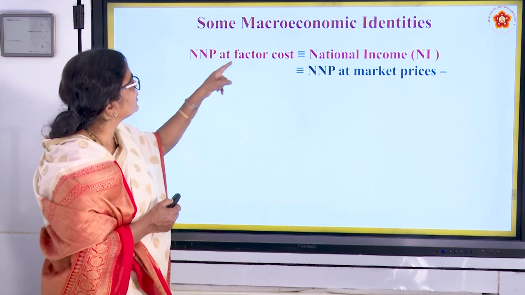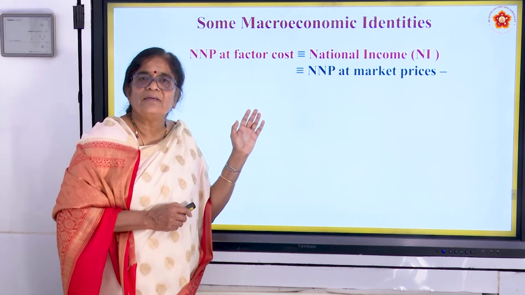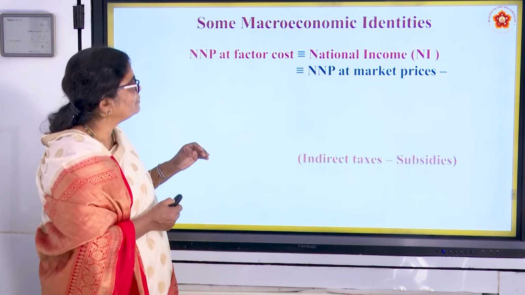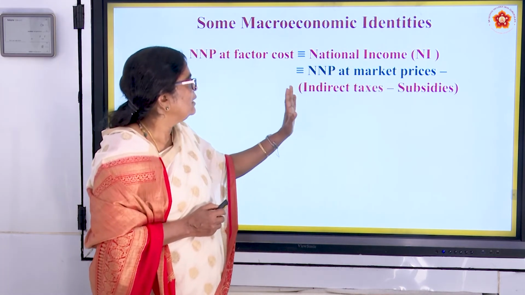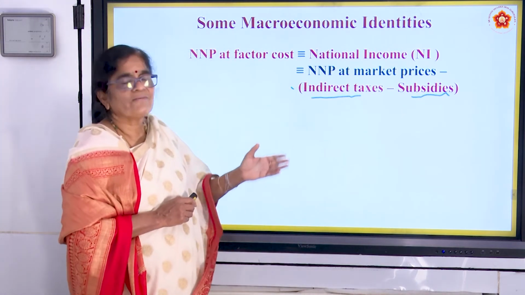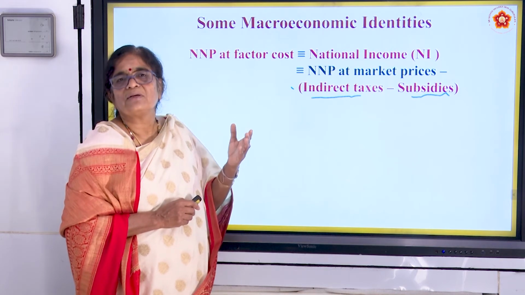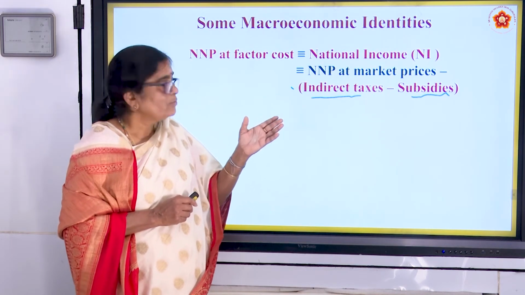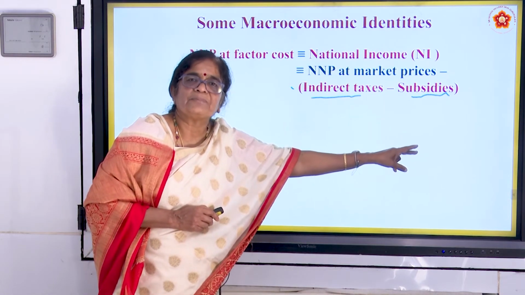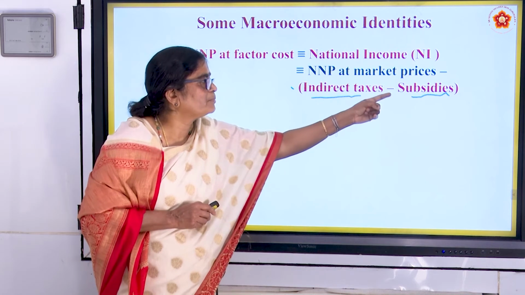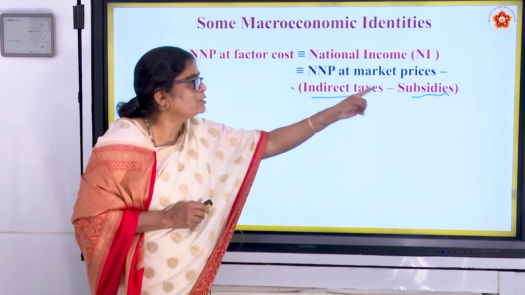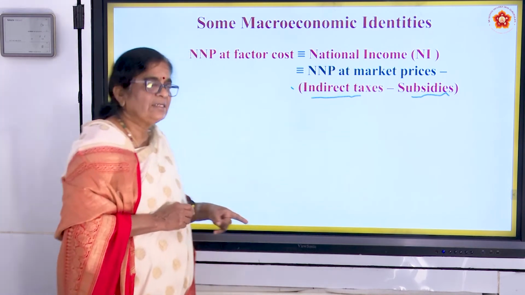Therefore, NNP measured at factor cost, how will you calculate it? Factor cost means no taxes. What you will do is, from NNP at market prices, you will deduct all taxes. That means NNP at market prices minus (indirect taxes minus subsidies). Indirect taxes are what? Production tax and product tax, as well as production subsidy and product subsidy. Production tax minus production subsidy is nothing but net production tax, and product tax minus product subsidy is nothing but net product tax.